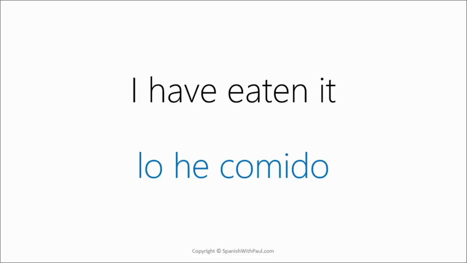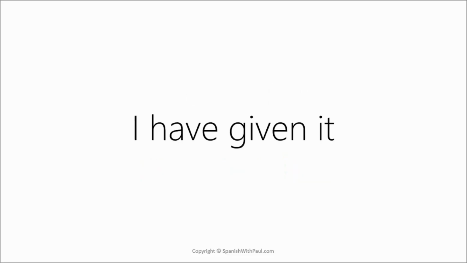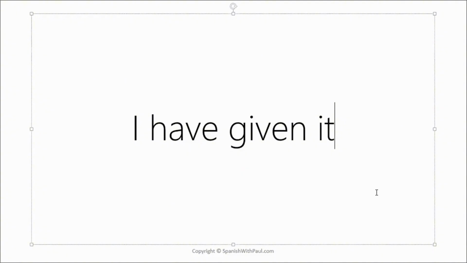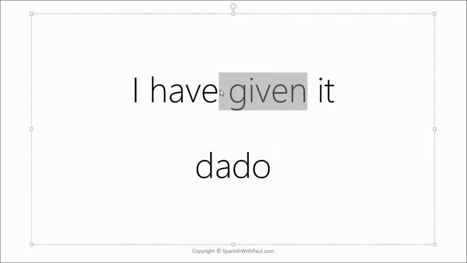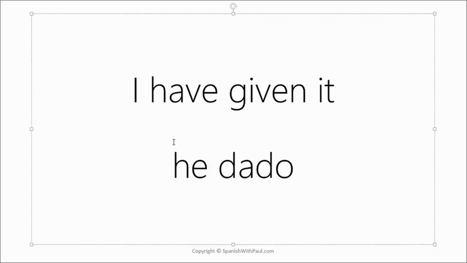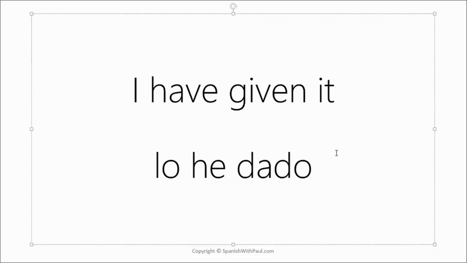The next one is I have given it. The verb to give is dar. And again, this AR goes to ado, that sound. So you have dado would be given. We have he for I have, and then the it way up front. So lo he dado is I have given it.